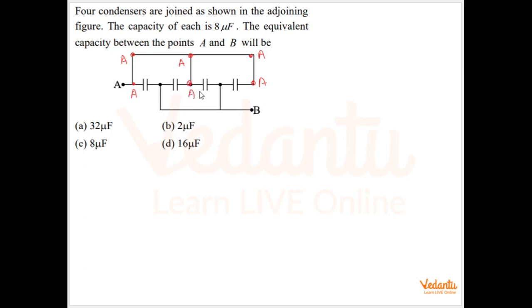By the way, this will also be A. So all of them can be named as A. And similarly, this point can be named as B. This point can also be named as B, this point can also be named as B, and this point can also be named as B. All of these points are directly connected to B without any other element in between.